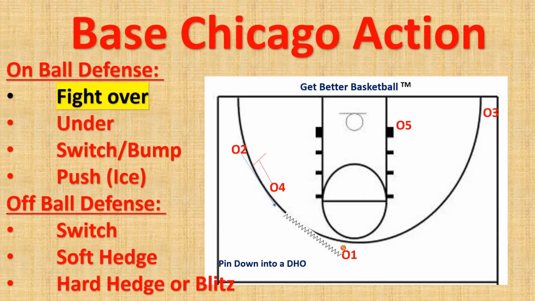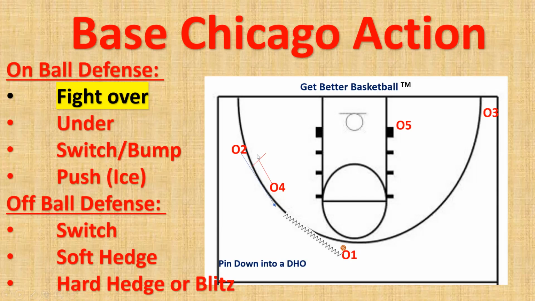But in this sneak peek, I do want to mention with base Chicago action, there's a couple of different ways that the on-ball defenders could defend this action. Most frequently, they're going to fight over this screen that we're going to see here, this pin down. They're going to fight over and often fight over this dribble handoff. They could come under it. They could switch or bump the coverage. So 02's defender could then bump the coverage to 01's defender who can jump out. That can be very, very difficult.